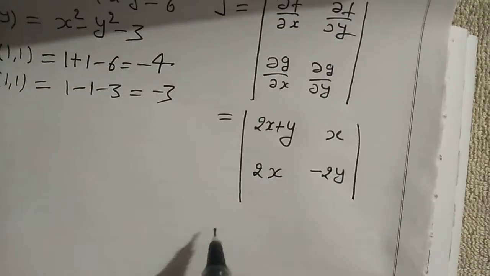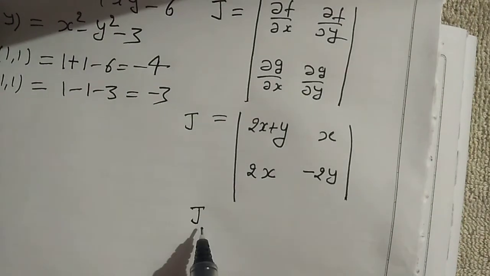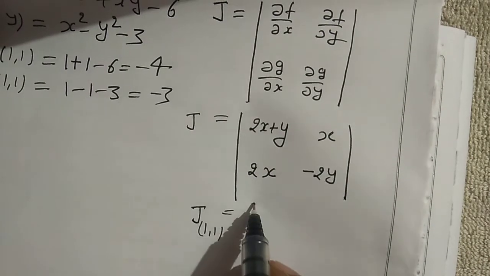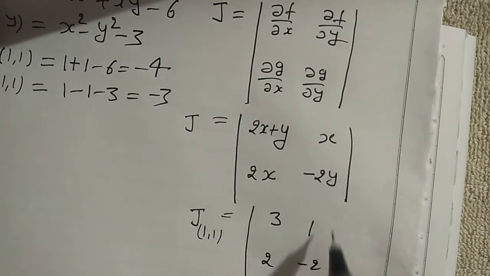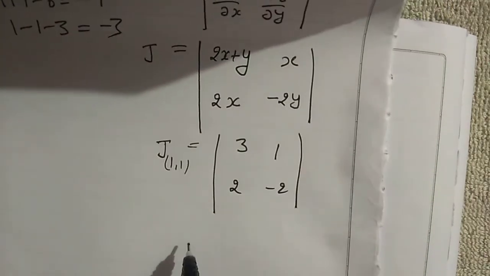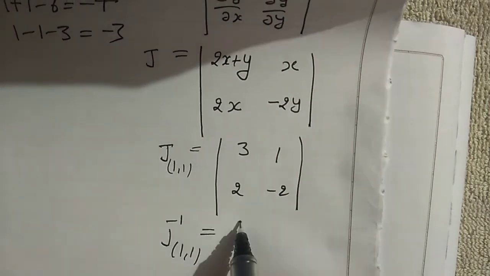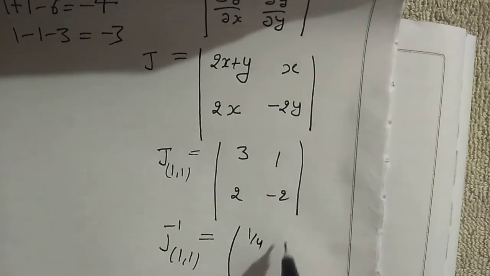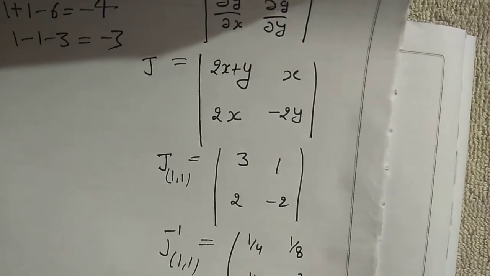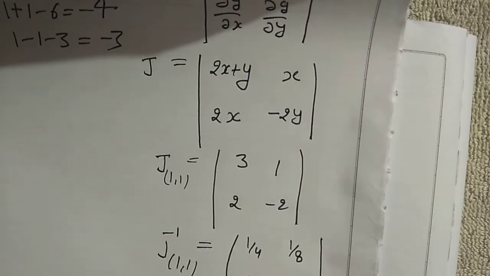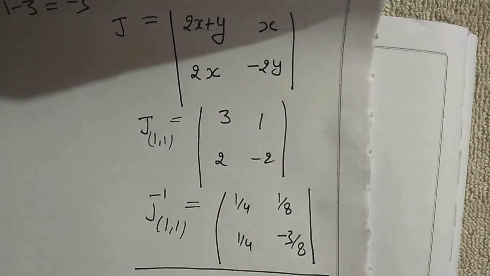Okay, so the Jacobian J at the point (1, 1) is [3, 1; 2, -2], and we need the Jacobian inverse at (1, 1). If you find the inverse, we get [1/4, 1/8; 1/4, -3/8].